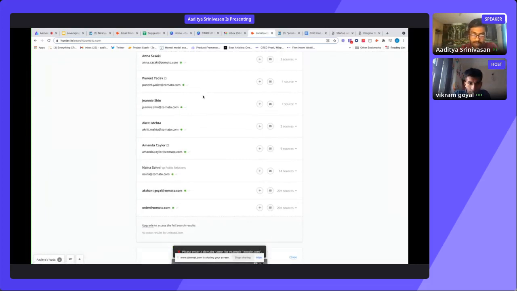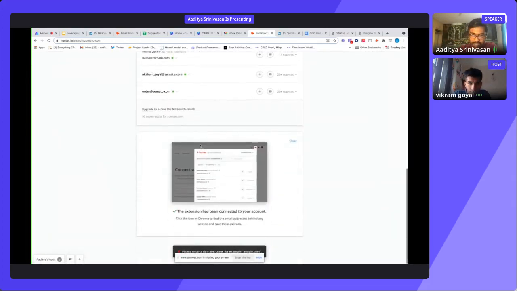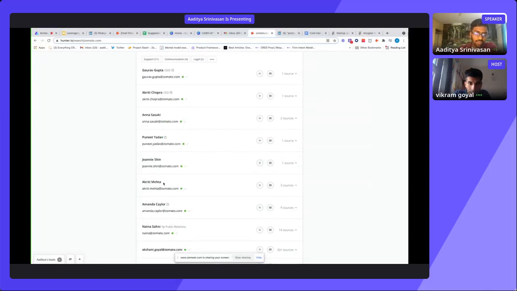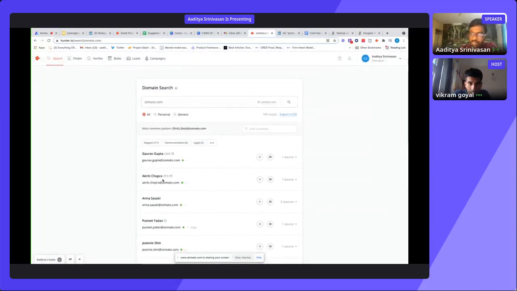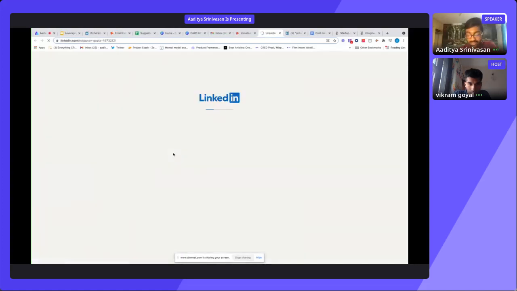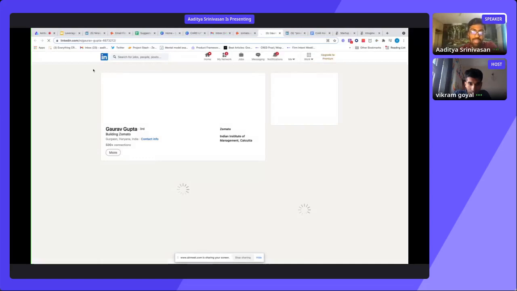Obviously, don't spam them, guys. You have to be very well prepared in advance before sending a cold mail, making sure your profile is great. But this can give you certain leads in the company. For example, if you don't want to use LinkedIn, you can always use Hunter to get the mails and cold mail them through mail.